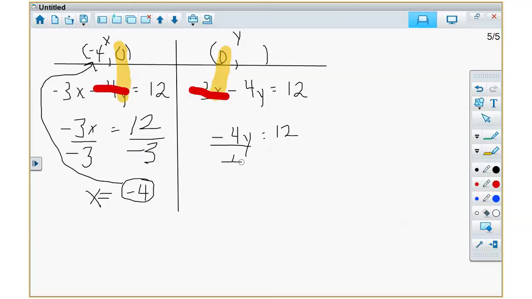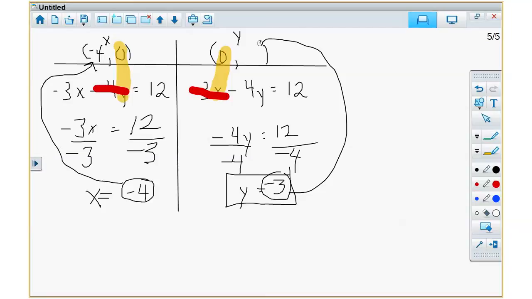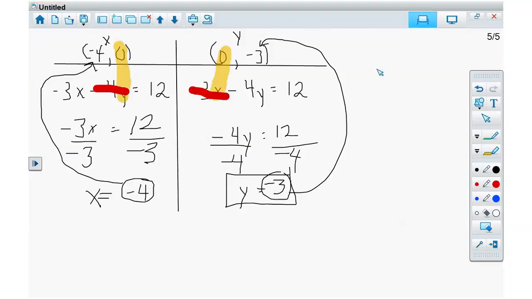Divide both sides by negative 4. Negative 3. Good job. Y is equal to negative 3. And that negative 3 goes right there. Now plot it and look for a checkpoint.